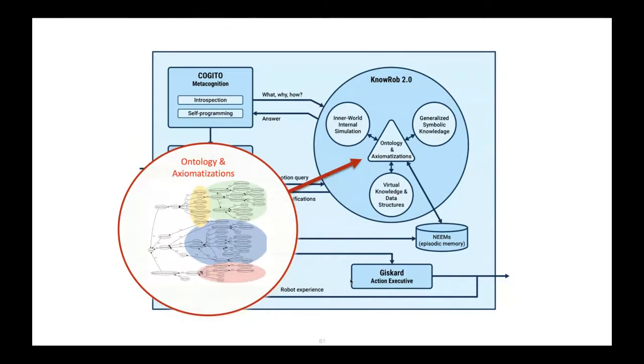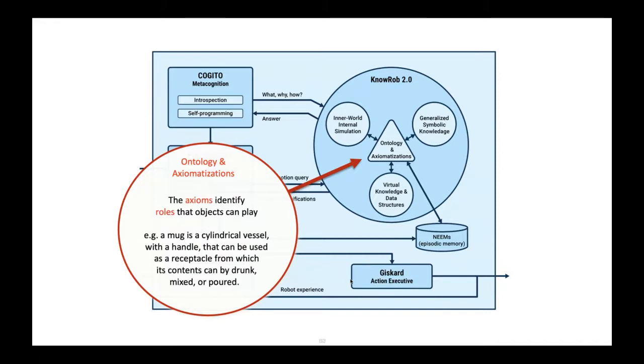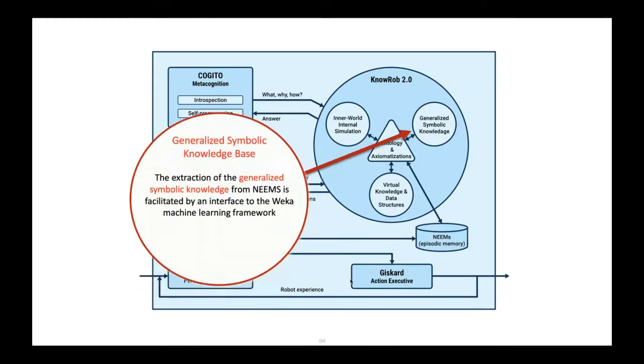There's a lot in NoRob. There's an ontology and a set of axiomatizations. The ontology is all of the knowledge that the robot has, and the axioms effectively then tell you what roles these objects can play. For example, a mug can hold a drink. It's a receptacle, and you can pour things from it.